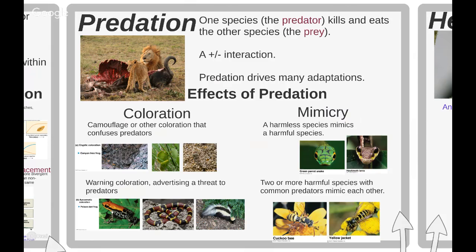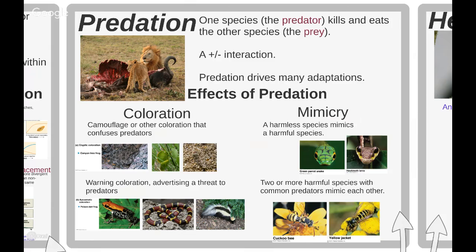We have different coloration of organisms as camouflage, color that confuses predators. You also have warning coloration, advertising a threat to predators. We talked about the coral snake being brightly colored, as if to say, hey, don't mess with me, I'm poisonous. I'm sure you've all seen the coloration of a skunk and you stay away from those.